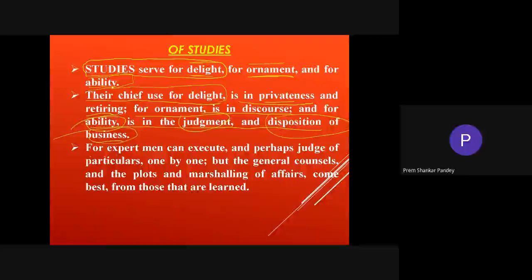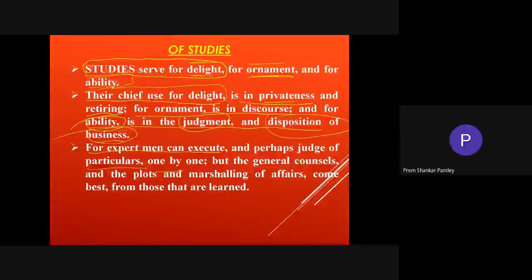So for expert men can execute. So if there is any thought, it can be executed only by the expert man. Thought is there with everyone, but only those people can execute them who are learned. And perhaps judge of particulars one by one. Only the learned man can judge the particular thing, that which is good or which is bad.